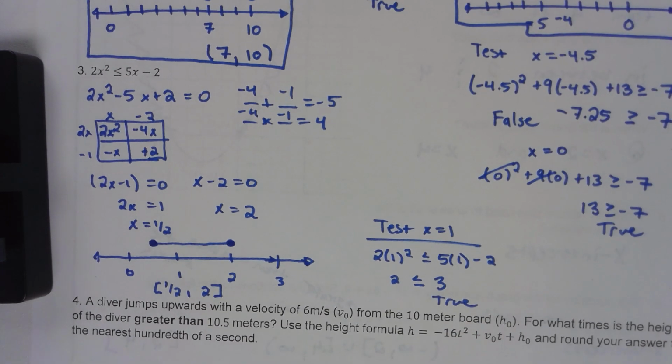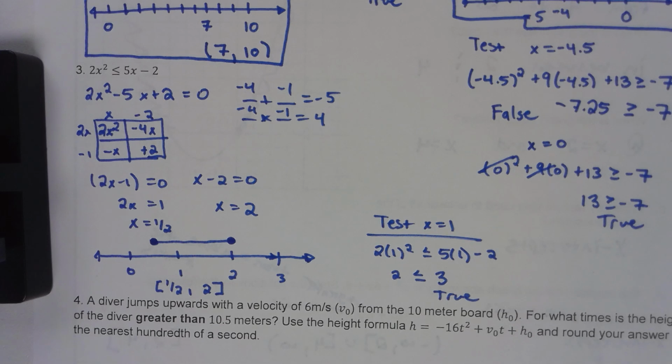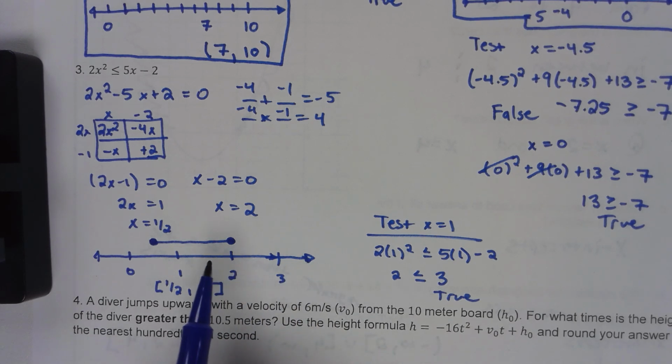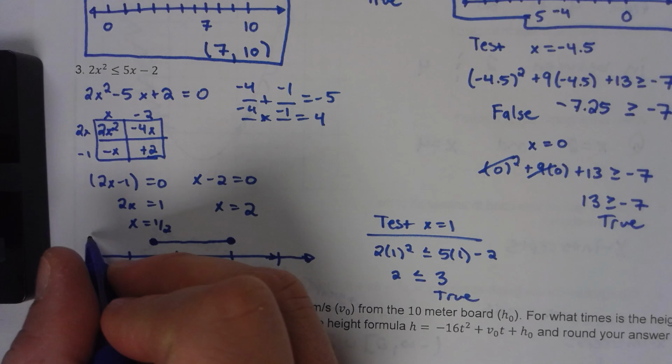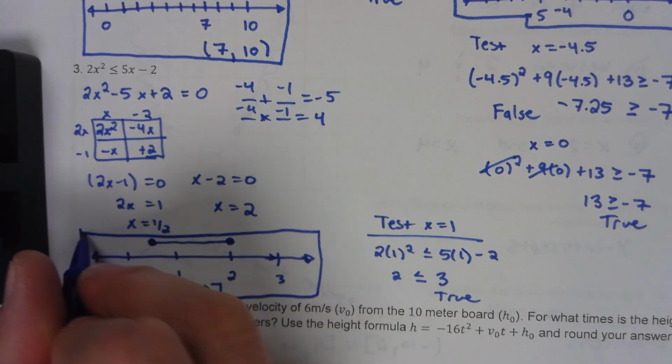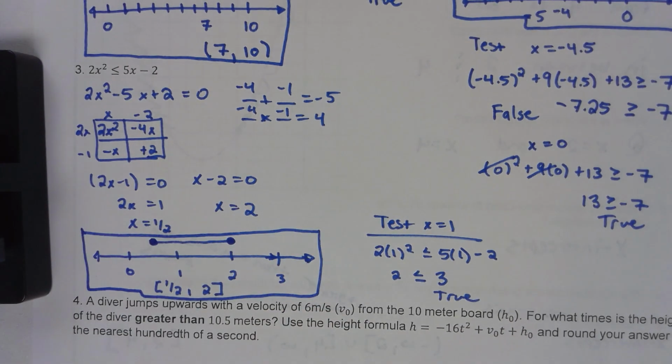That the x-intercepts are at 1/2 and 2, which are the anchor points. Then they're closed circles because of the or equal to. I tested 1 this time, and when I plugged in 1, I get 2 is less than 3, which is true. And thus, every number in between 1.5 and 2 makes this inequality true. So our solutions are all the values from 1.5 to 2. Okay, and it's the x values from 1.5 to 2.